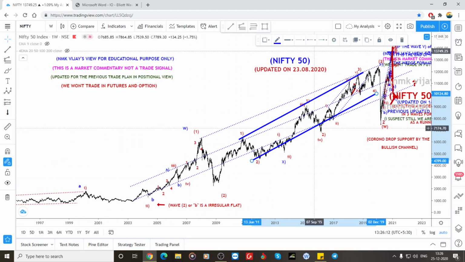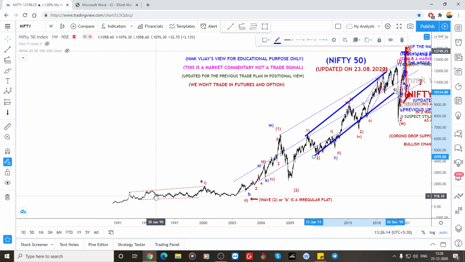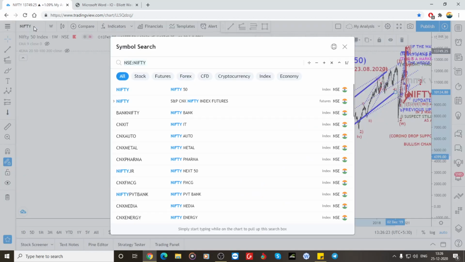So it will happen like this, in each and every stock, commodity, or whatever it is. So if you need to watch the commodities also, you just go for gold.